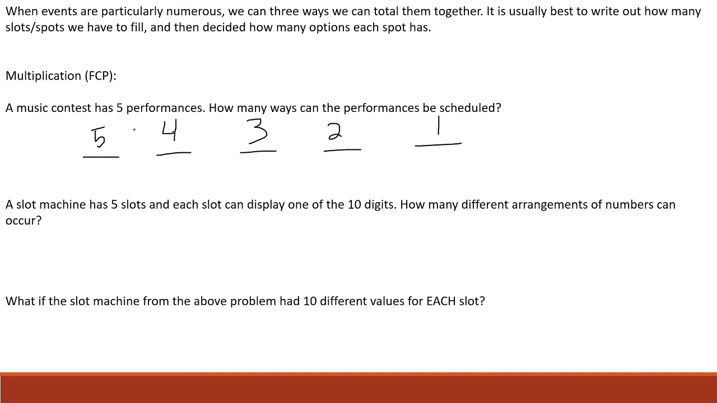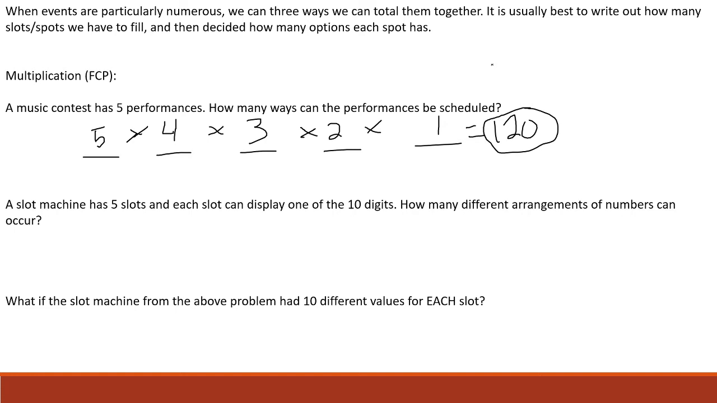And then you multiply, not add, but you multiply all this together. So that'd be 20, 60, 120, so this would be 120. There's 120 different possible ways that performances could be scheduled in this situation.